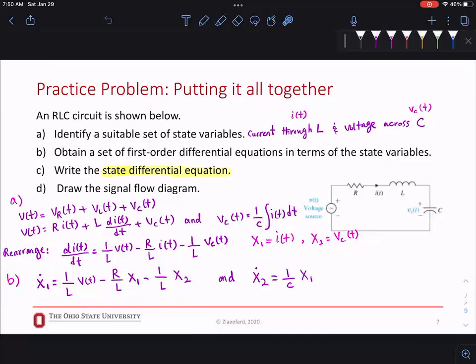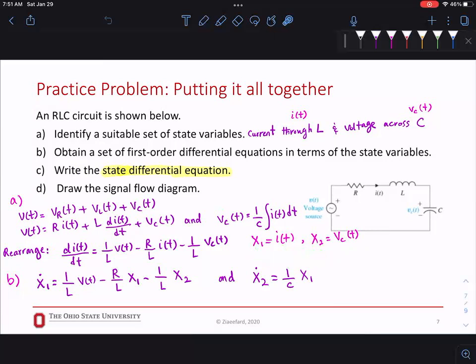Then our second equation was here. So VC(t) is X2. But then I have 1 over C integral of I(t). We don't like integral action there. So one way to get rid of that is to take the derivative of the whole thing. So the derivative of this is X dot, the derivative of this, 1 over C is fixed, and then the integral will be eliminated. So I will have V dot C is 1 over C I(t), right?